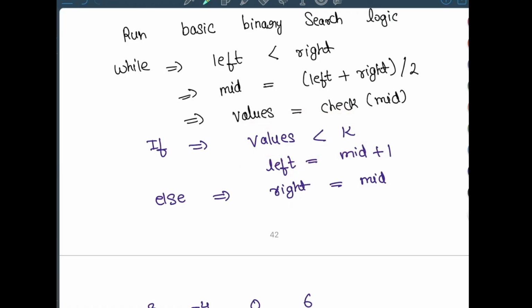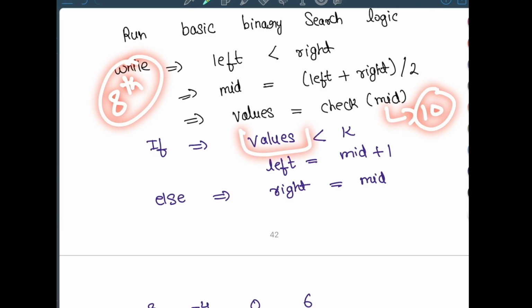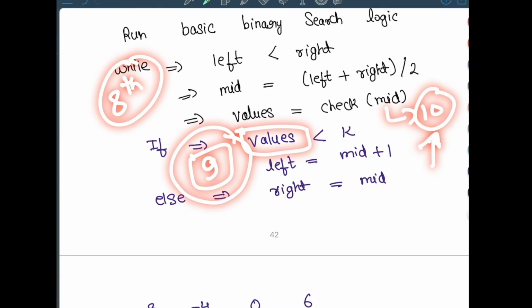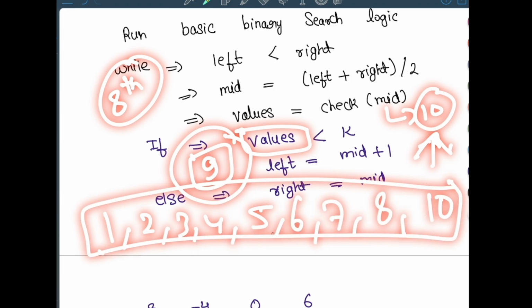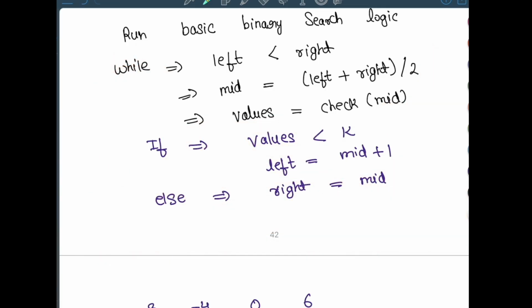But let us say this values is not less than k. Let us say this values is more than or equal to k. If we are checking for mid equal to 10, and we are trying to find out the 8th smallest product, and let us say this values is 9, it means that there are 9 products which are less than or equal to 10. Let us say the products are 1, 2, 3, 4, 5, 6, 7, 8 and 10. Let us say these are the 9 products we have which are less than or equal to 10. We need to find out the 8th smallest, right? The 8th smallest is going to be 8. That is going to be less than 10, right? Right now we are checking for 10.